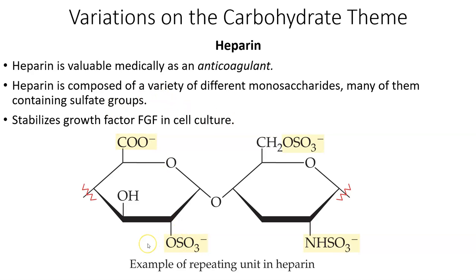In addition to adding an amide functional group, like the GlcNAc carbohydrates that I showed you in chitin, for example, we can have sulfur containing groups. This is an example of a repeating unit of heparin, which is an anticoagulant, so it prevents blood clotting. This is also important for stabilizing different cell culture conditions, for example, stem cell culture.